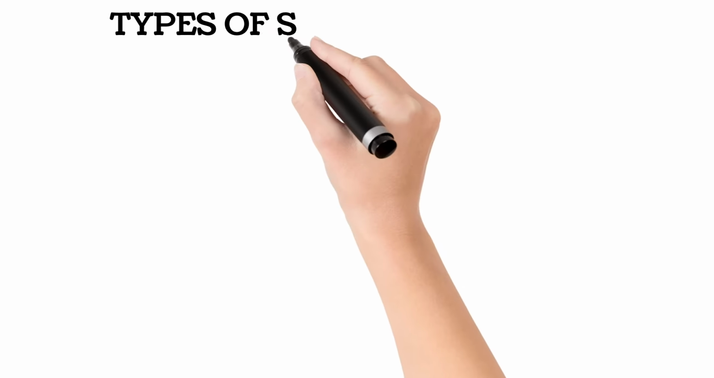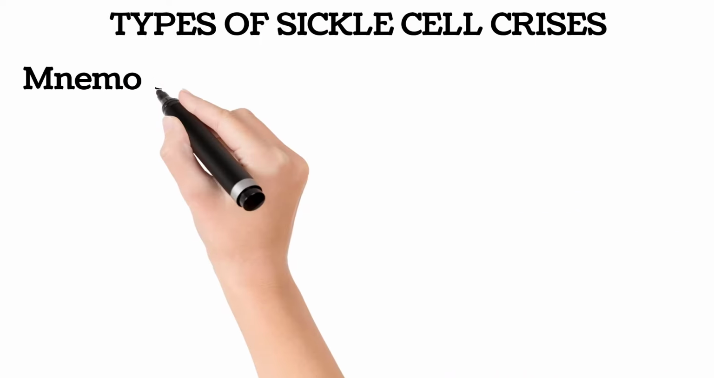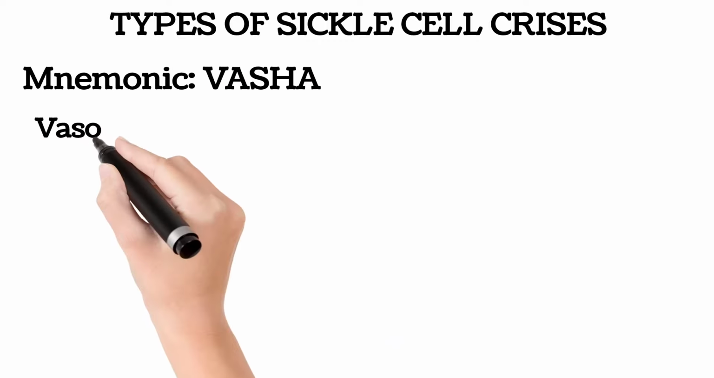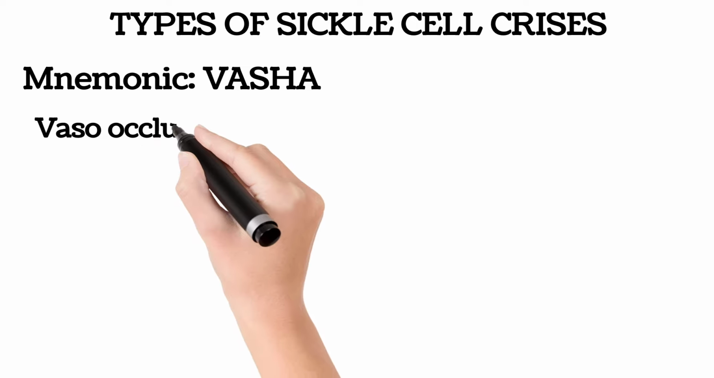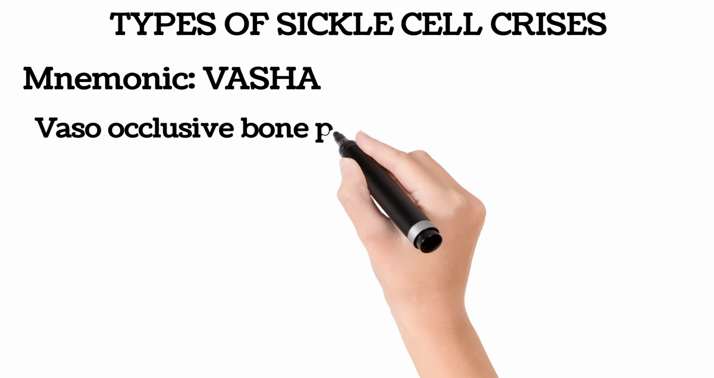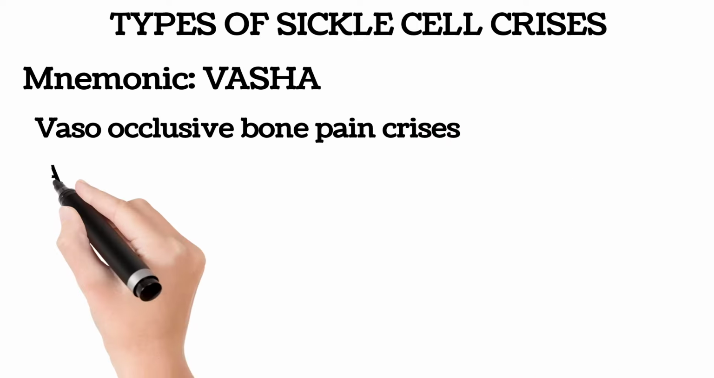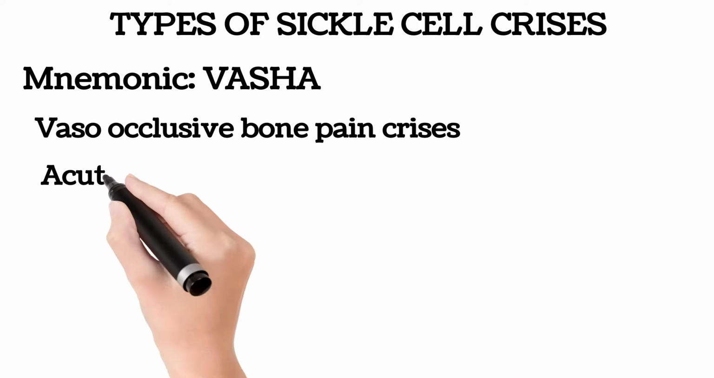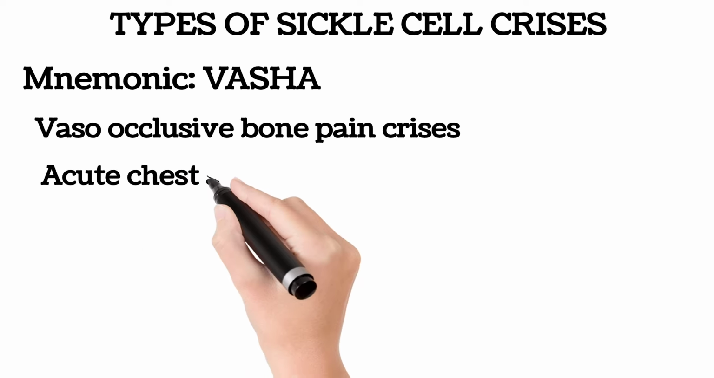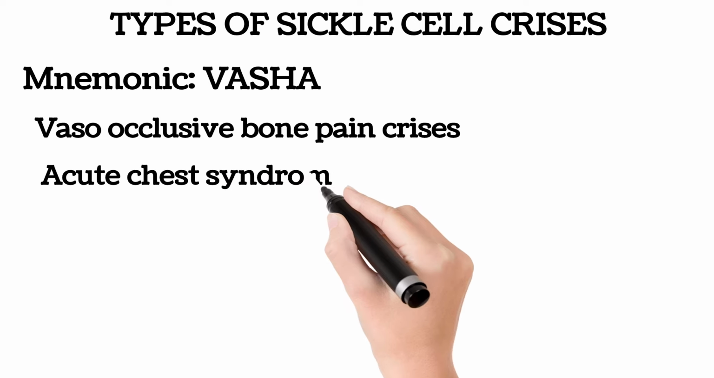Let's take a look at the types of sickle cell crisis. We'll go through a mnemonic to help us better remember, and the mnemonic is VASHA. V for vaso-occlusive crisis, where there is occlusion of small vessels by sickle cells, causing infarction and pain. A is for acute chest syndrome, which is technically a vaso-occlusive crisis, where patients present with sudden onset of cough, difficulty in breathing, and fever.